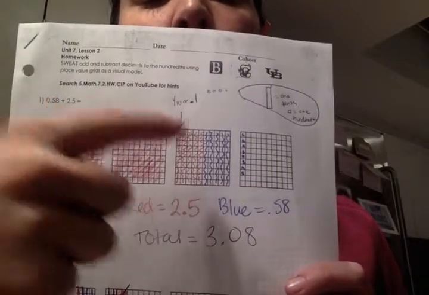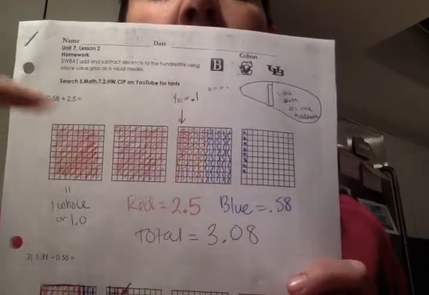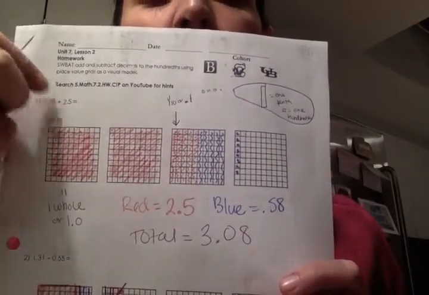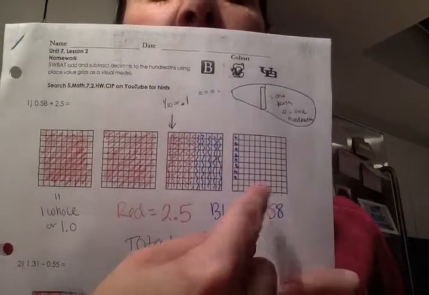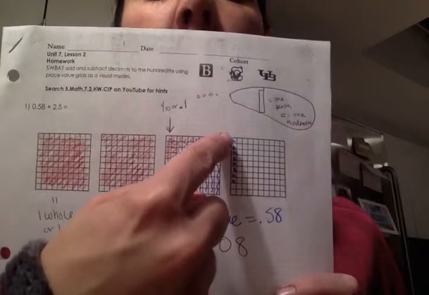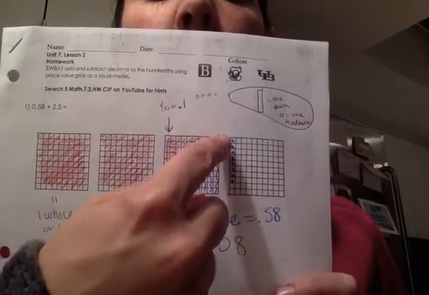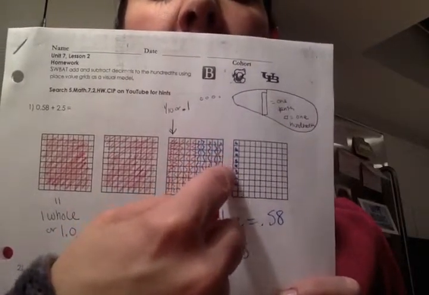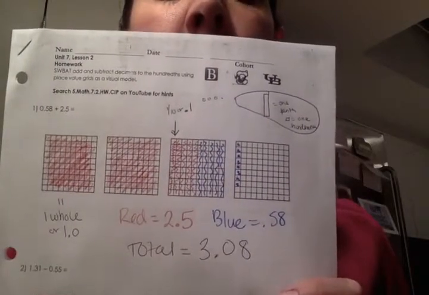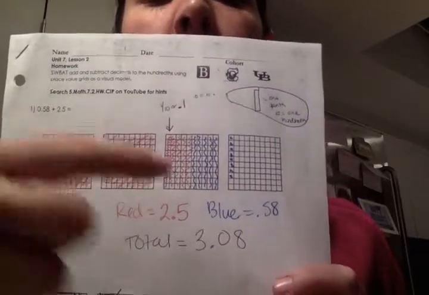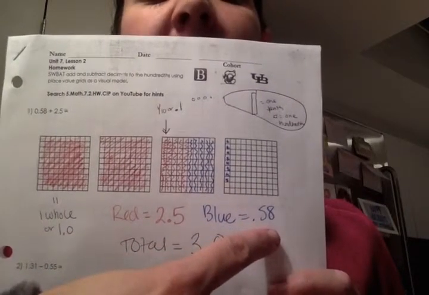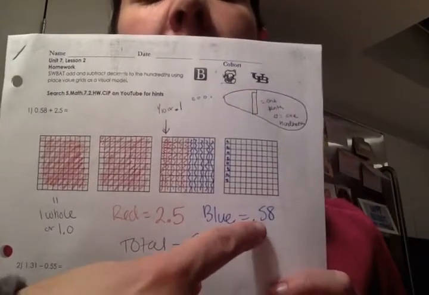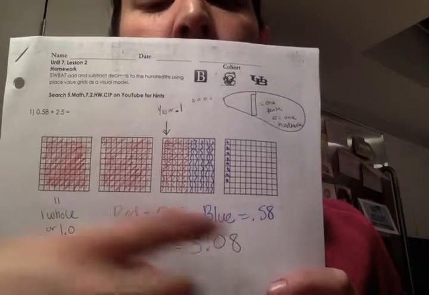So now we have 1, 2, 3 wholes. But we still have this 8 hundredths to deal with. We already said each of the squares inside of the grid is a hundredth, so we just need to count 8. 1, 2, 3, 4, 5, 6, 7, 8. I took notes for myself again. The blue is equal to 58 hundredths, or 5/10 and 8 hundredths.